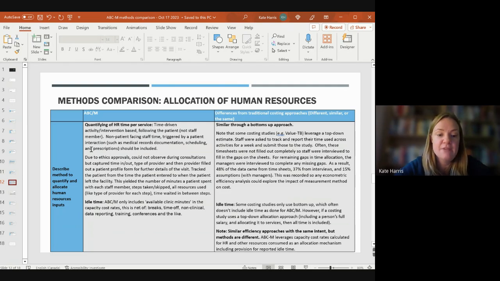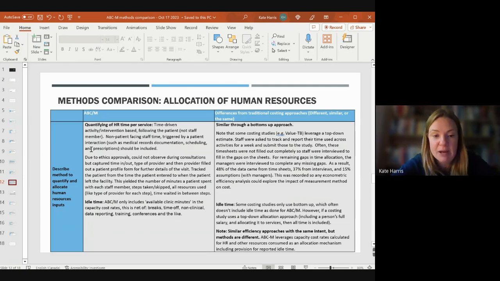So any available clinic minutes are included in their capacity cost rate, which we'll come to, net of breaks or time off or non-clinical data reporting or training or conferences and the like. But you are available even if there's no patients to see. And so then they can get another data point on available minutes versus minutes used. And the difference is your idle time.